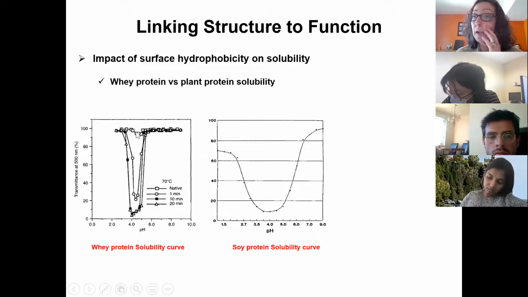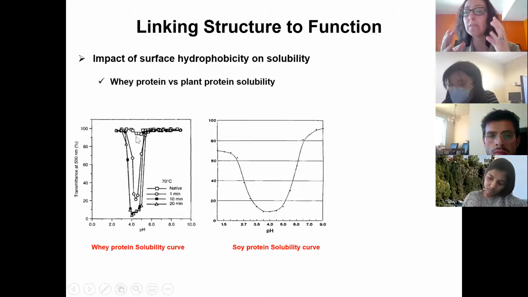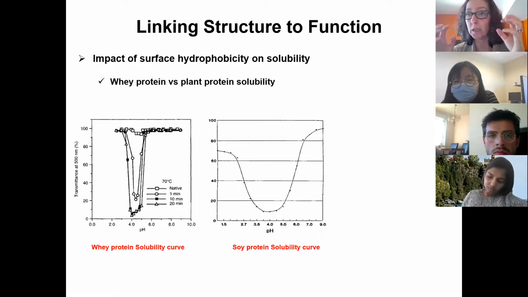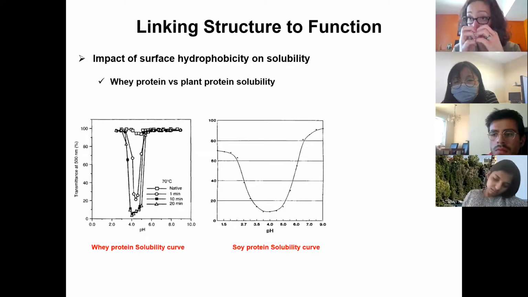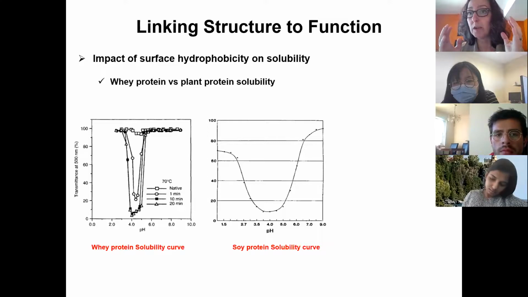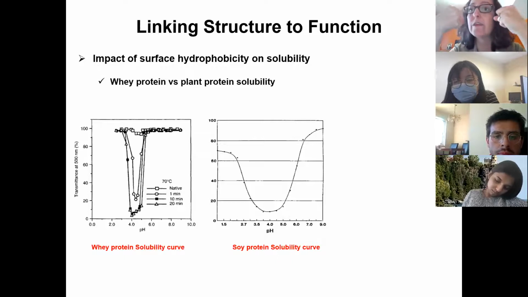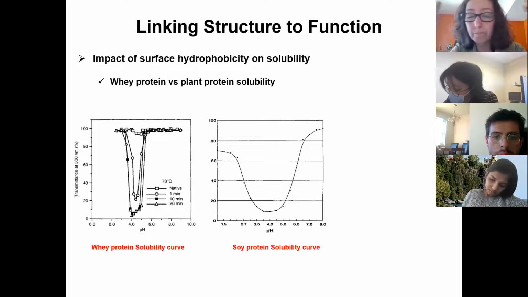So even at the isoelectric point, you don't have enough hydrophobic interactions between proteins to bring them together. Even if you lose net charge, the main force of protein-protein interactions at the isoelectric point is the hydrophobic interactions. So if you have very low hydrophobicity on the surface, you'll have very low hydrophobic interactions. So the protein remains soluble.